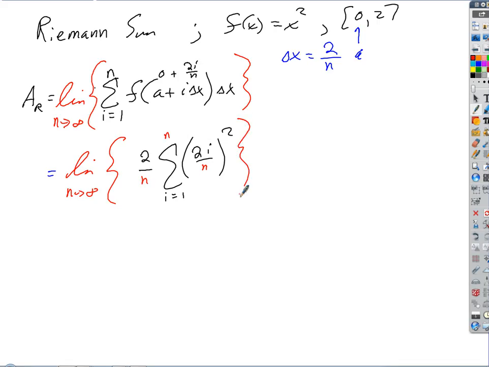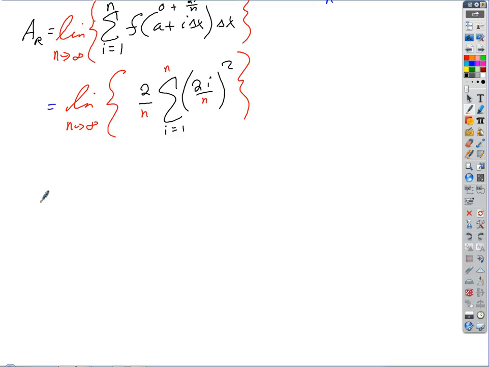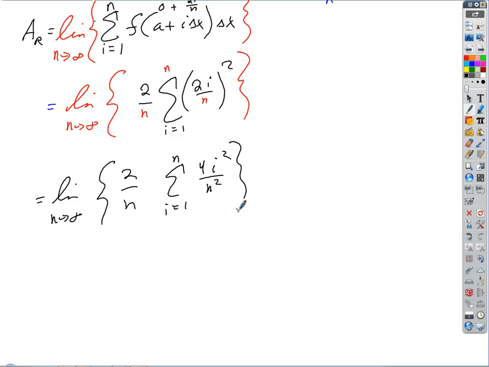So then this becomes, let's just do the algebra here. We end up with the limit as n approaches infinity of 2 over n times the sum of, if I square that, I'm just going to get 4i squared over n squared as i goes from 1 to n, right?